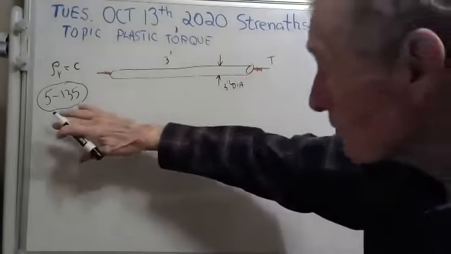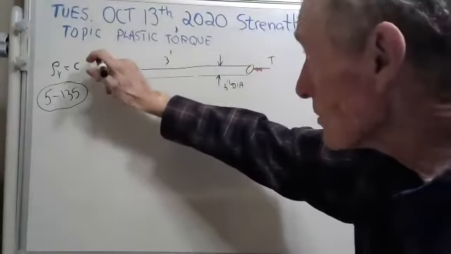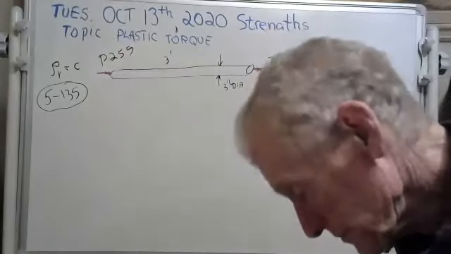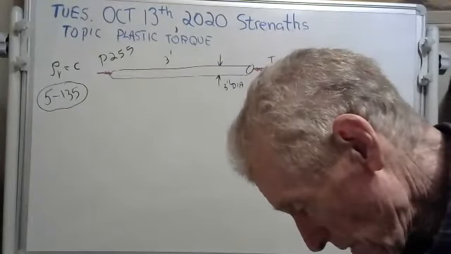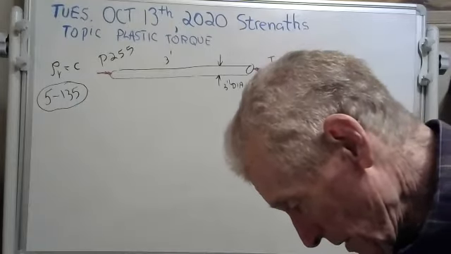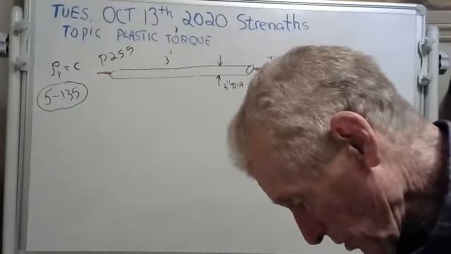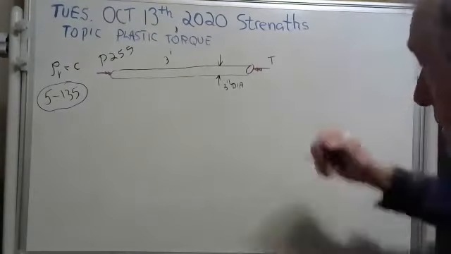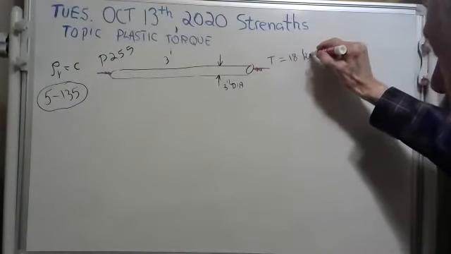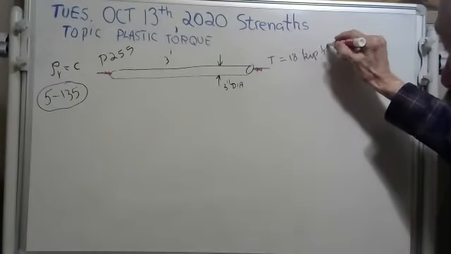We're going to do problem 5.135. It's on page 255. They want the radius of the elastic core. This is causing a torque of 18 kip feet. So this external torsion is 18 kip feet.